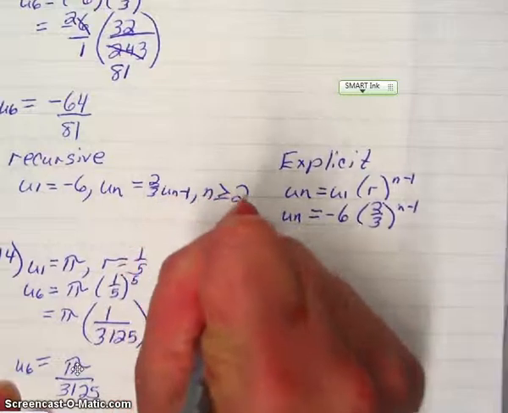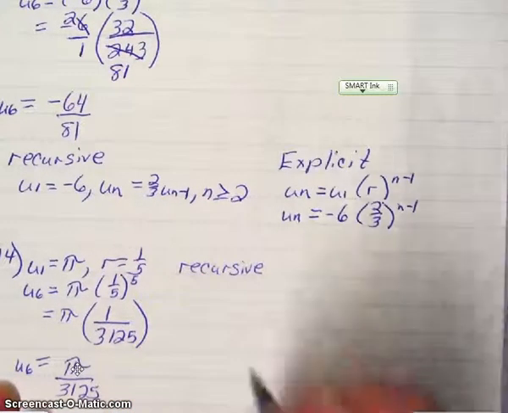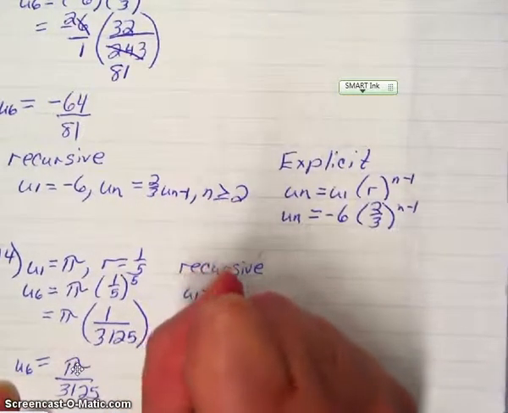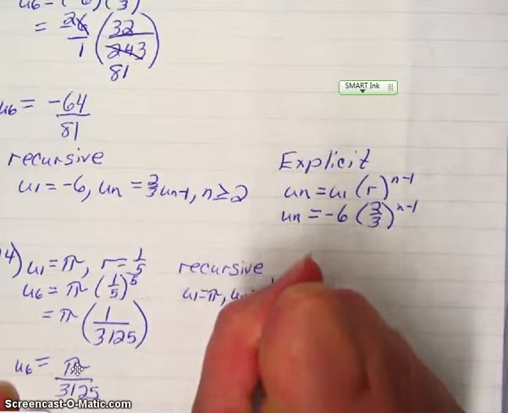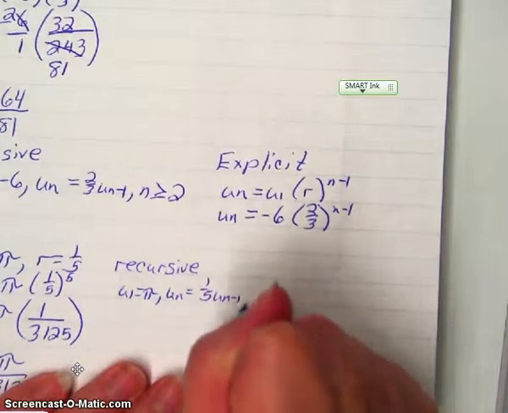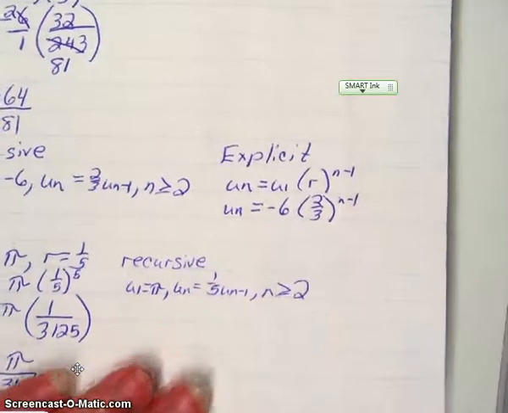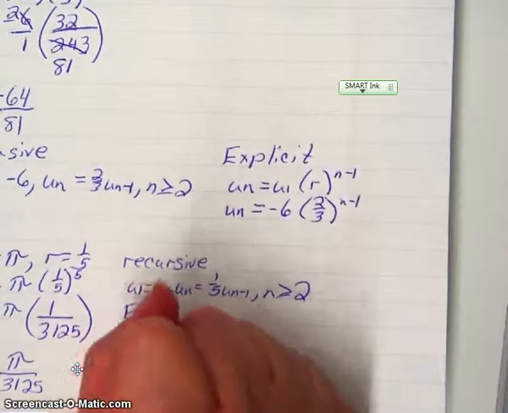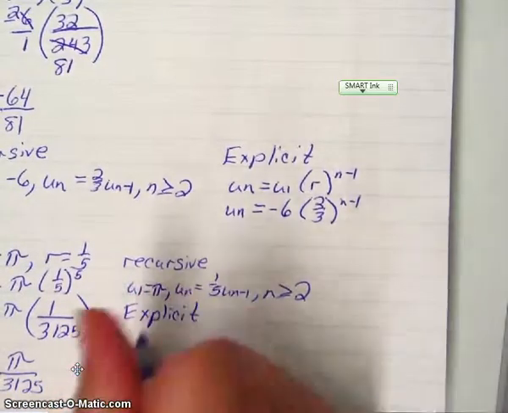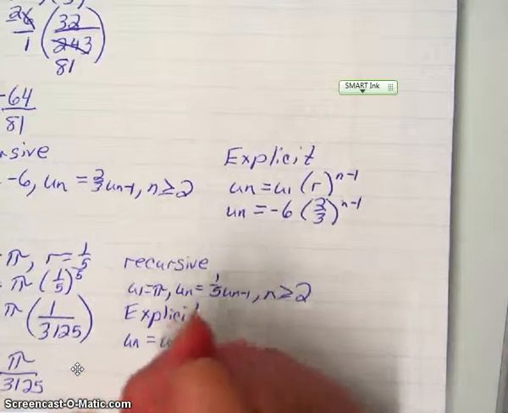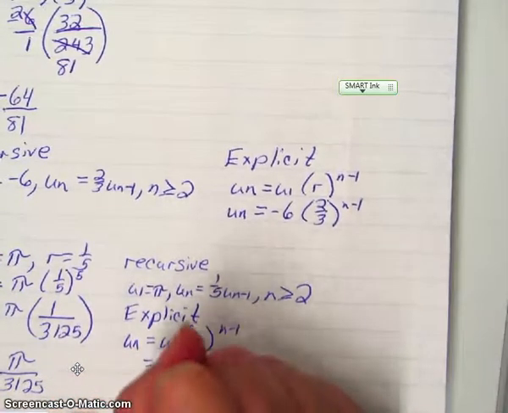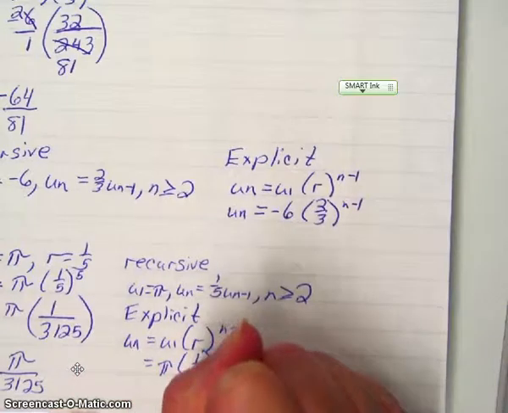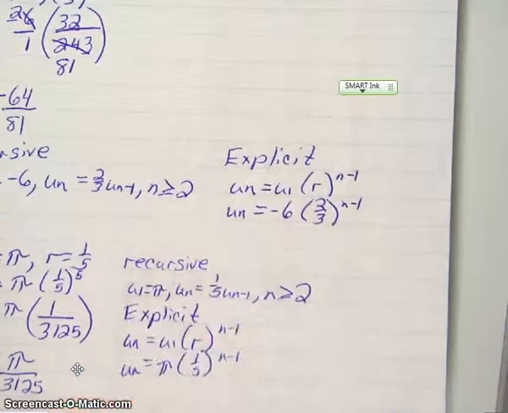Recursive. U sub 1 is pi. U sub n is 1/5 times the previous term for all n greater than or equal to 2. Explicit. U sub n is equal to u sub 1 times the common ratio to the power of n minus 1. So that is pi times 1/5 to the power of n minus 1. These problems were a piece of cake.